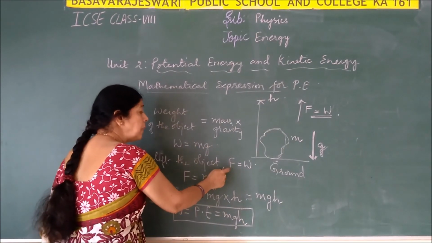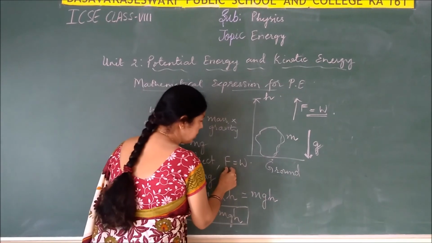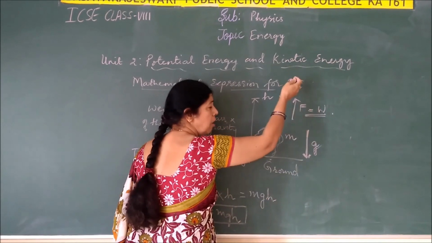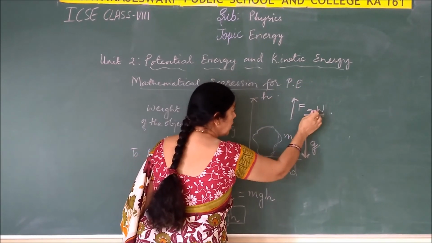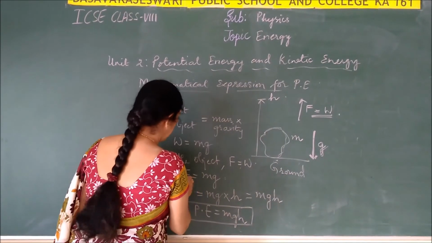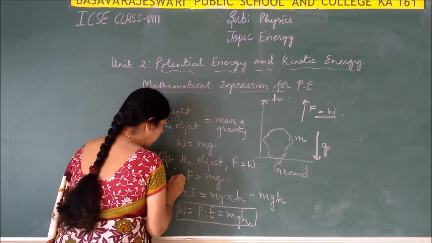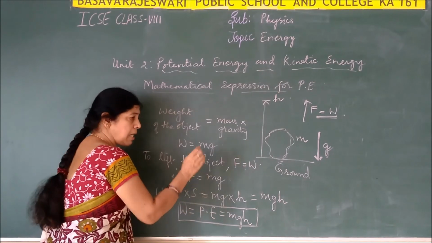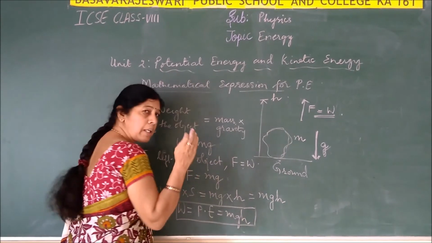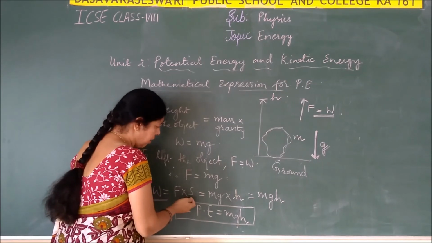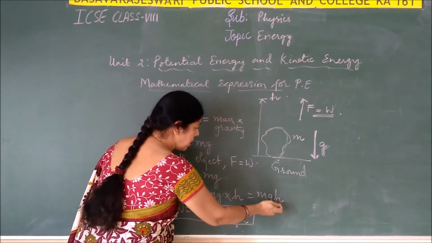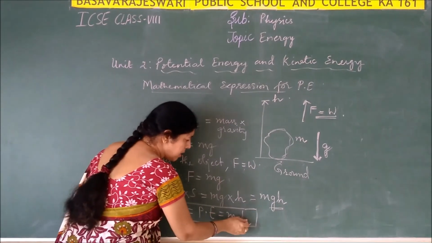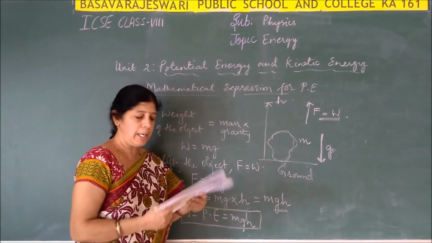Now to lift the object, how much force do I have to apply? I have to apply a force equal to the weight of the body, in the opposite direction, against gravity. So I can write, therefore, F is equal to mg. Now W is equal to F into S by the work done formula, because I am applying force and the body is getting displaced. So work is said to be done here. So W is equal to F into S, that is equal to mg into h, which is equal to mgh. So this work done is nothing but potential energy, and the mathematical expression is mgh.